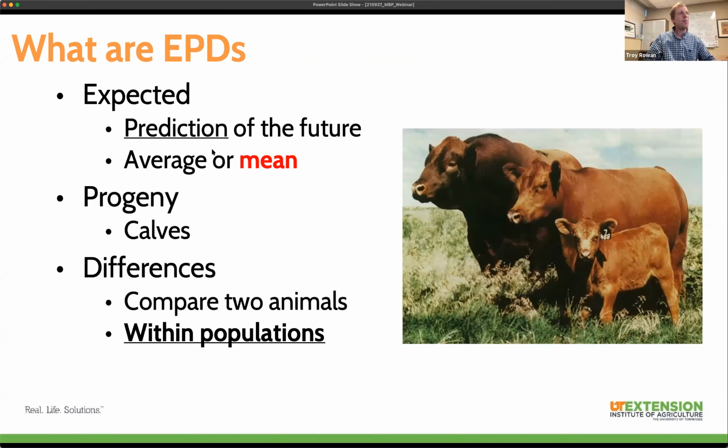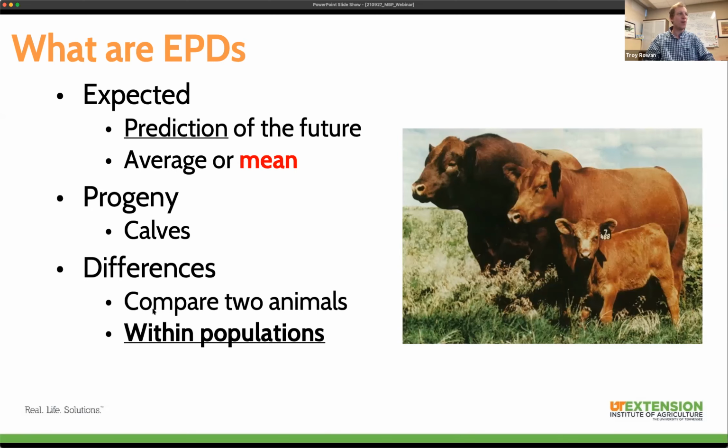So just to lay out what EPDs are, they stand for expected progeny differences. And I think it's helpful to sort of break this out to understand how EPDs work and what they are. So they're predictions in the future. This is our sort of statistical definition of expected. So it's a prediction of the average or the mean in the future. And this future prediction is of an animal's progeny.